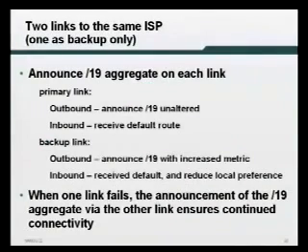So what do we do here? Well, we said we're going to assume a /19 aggregate for all the networks, in all the examples throughout the presentation, just for the sake of argument. So on the primary path, we're going to announce the /19 outbound. Inbound, we're just going to receive the default route. On the backup link, we're going to announce the /19 with an increased metric.